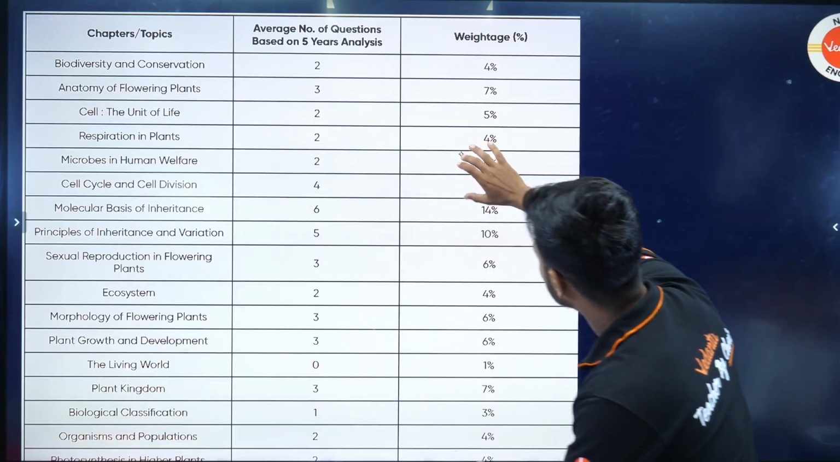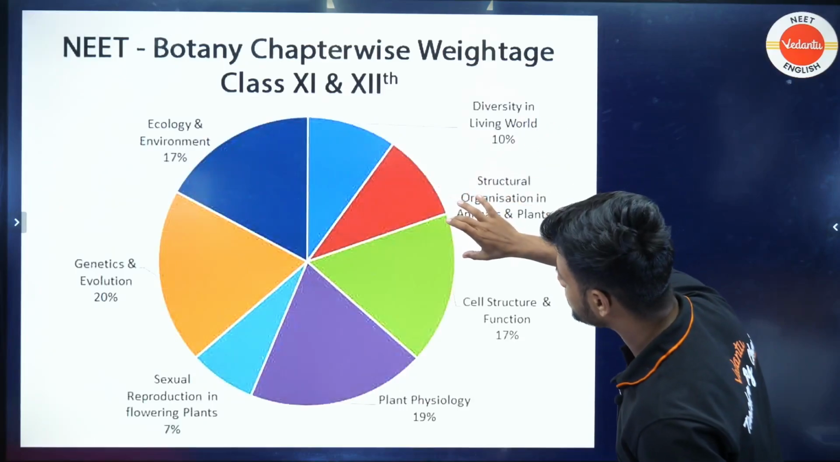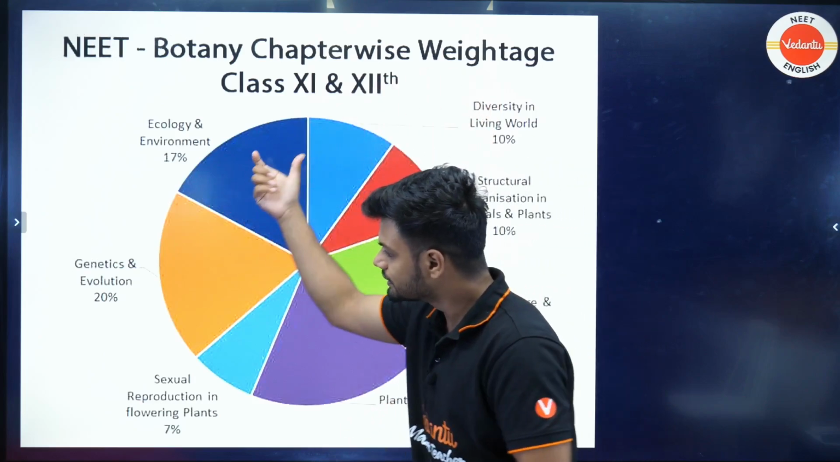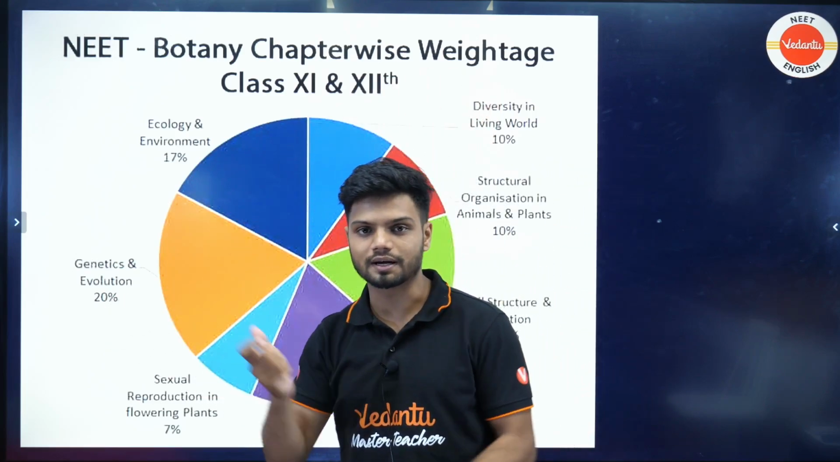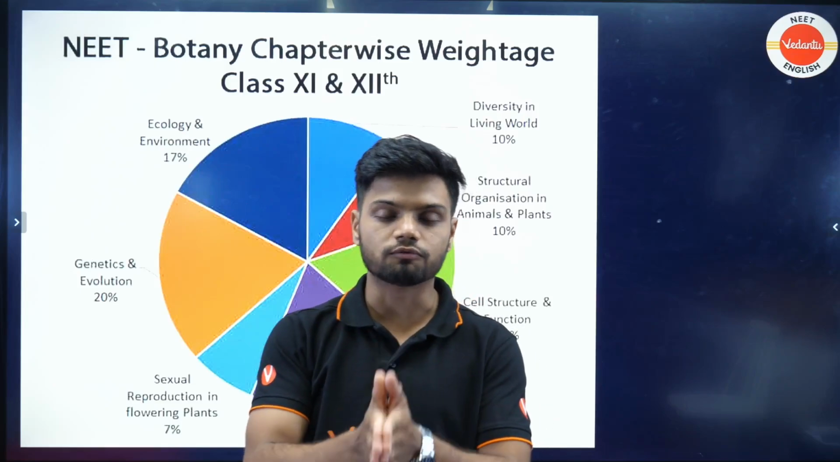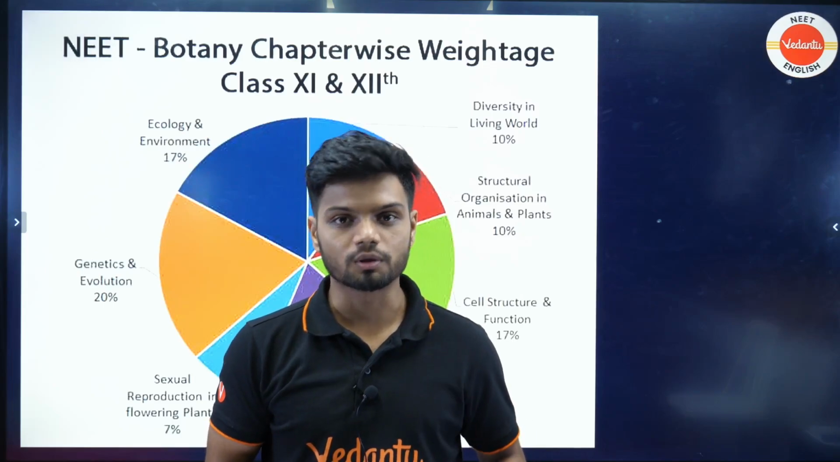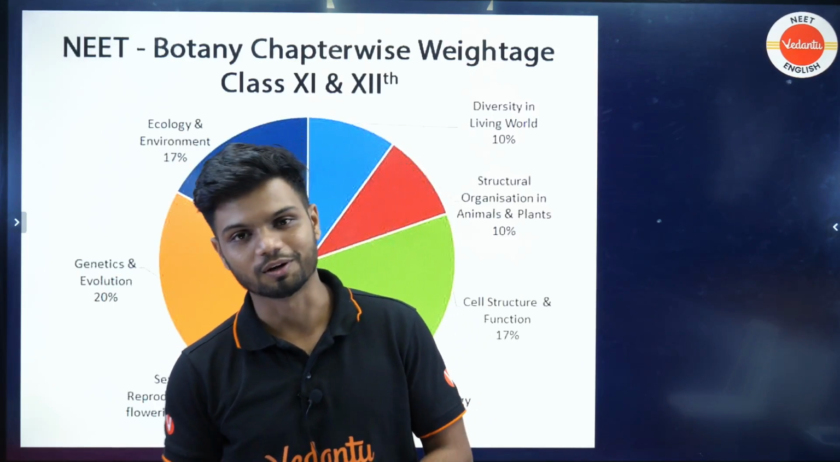Now students, let's get to the entire weightage unit wise. See, all of you know, when it comes to botany, the highest weightage is going to be genetics. That is around 20%, which you cannot afford to miss at all. Do not be like, sir, I do not understand molecular basis, can I skip it? No, it doesn't work like that.